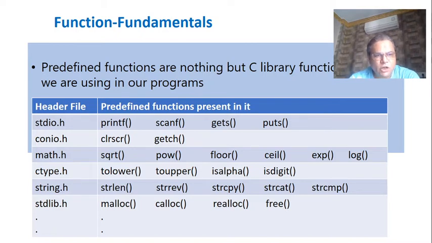Similarly, conio.h, math.h, ctype.h, string.h, stdlib.h, and from stdlib.h recently in dynamic memory allocation we used the predefined functions named malloc, calloc, realloc and free. So this is a summary of some of the predefined functions that we used up till now.